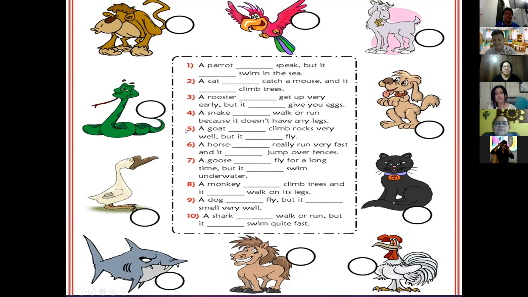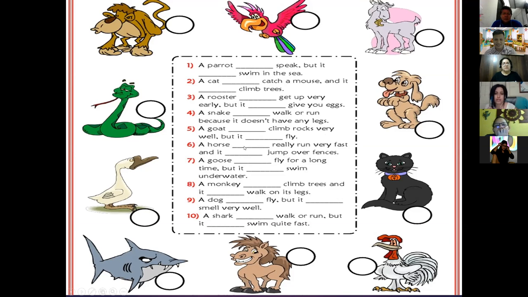Me, teacher. Okay, go ahead, Carla. Goat can climb rocks very well, but it can't fly. Yeah, thank you. Really good, Carla. Number six. Somebody else? Me, teacher. Okay, Jocelyn, go ahead. Thank you. A horse can really run very fast. Yep. And it can't jump over fence.